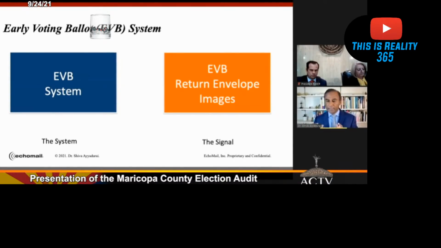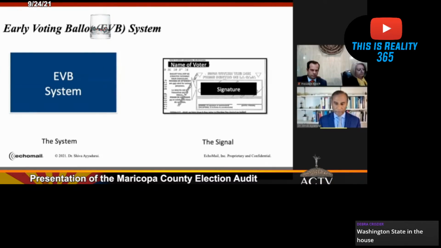So in this case, what we're looking at is we have the early voting ballot system, and we have the early voting ballot return envelope images. These are the signals that we received to try to figure out what's going on inside that system. So you have the reality of what took place, and you have the expression of that which is embodied in those images. And this is what one of those images looks like.